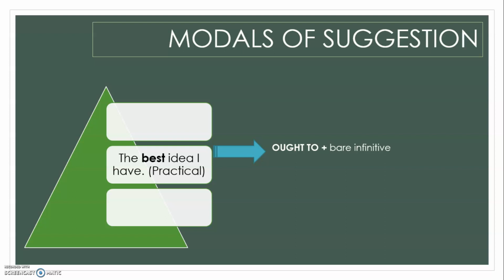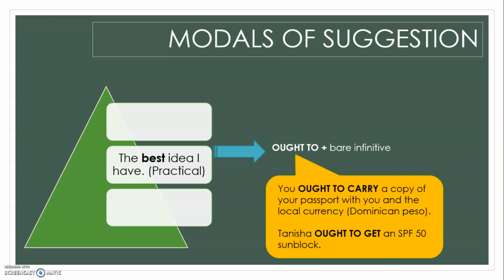In this level, we are going to use ought to. Let's repeat. Ought to. Just like should, after ought to, we use bare infinitive. Let's not forget that. Example. You ought to carry a copy of your passport with you and the local currency. In our case, Dominican peso. Also, Tanisha ought to get an SPF 50 sunblock because we live in a tropical country where sun hits us.